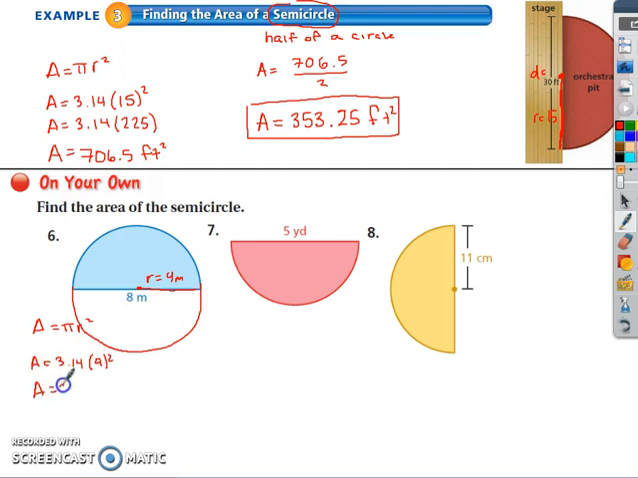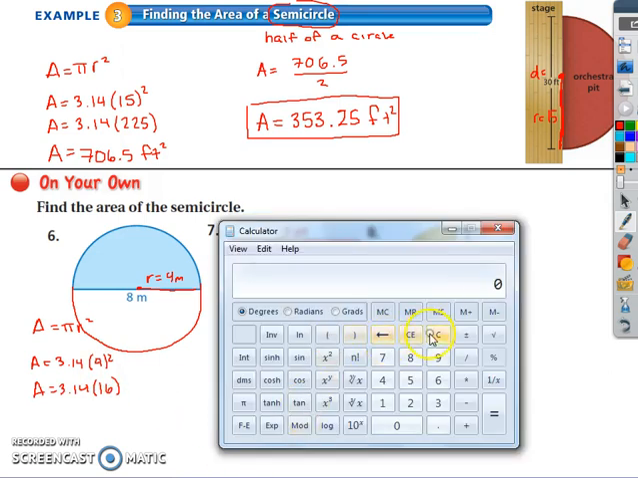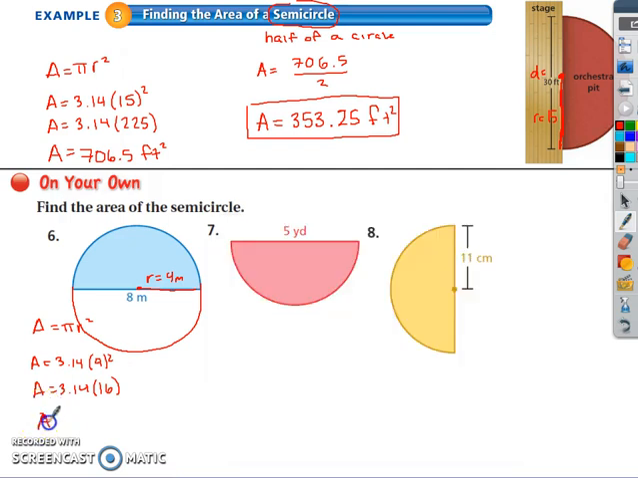Area equals 3.14. 4 times 4 is 16. And multiplying on my calculator, 16 times 3.14 is a total of 50.24. So the area is equal to 50.24 square meters. Now this number that we just found is for the whole circle, but we don't have a whole circle. What we actually have is only half a circle.